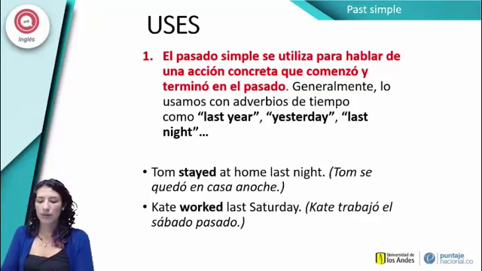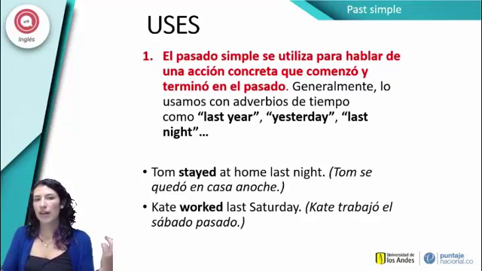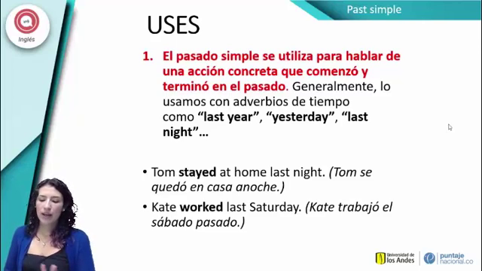Here we have 2 examples. Tom stayed at home last night. Okay? So this is a concrete action. He stayed. And we are talking about a time, as I told you, always when we are talking about the past simple, it can be a minute ago, an hour ago. So the time and the duration is not important. So Tommy stayed at home last night. A concrete fact. Kate worked last Saturday. Okay? Kate worked last Saturday. So here we have two examples of the first use, that is to talk about a concrete action that started and ended in the past.